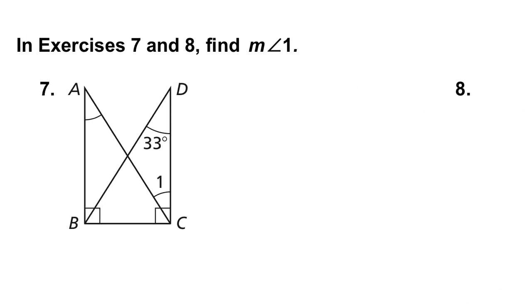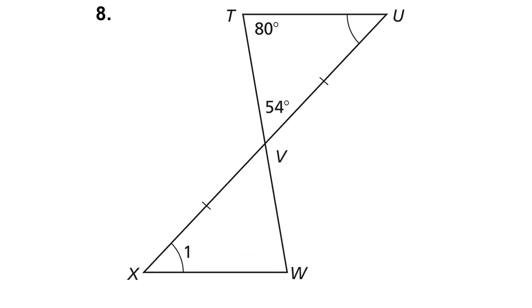Let's look at number 7. Number seven's a little silly, I think, because they give us the congruent marks here. So this is 33 degrees. We know that the measure of angle 1 is 33 degrees because of our congruent marks. So a little silly there. But number 8, let's look at number 8.